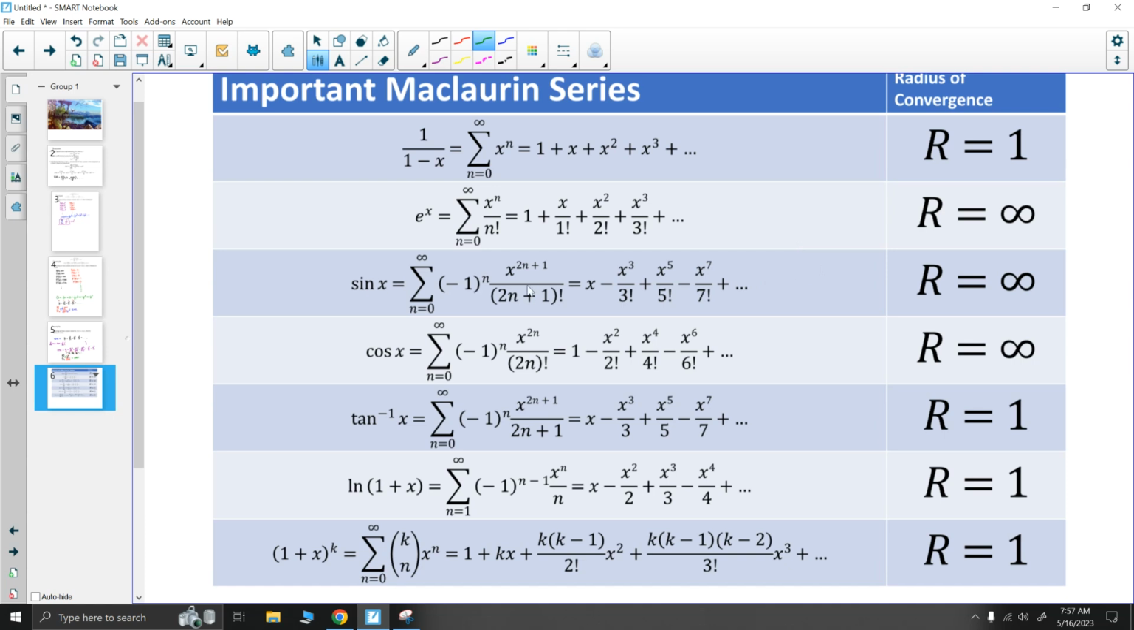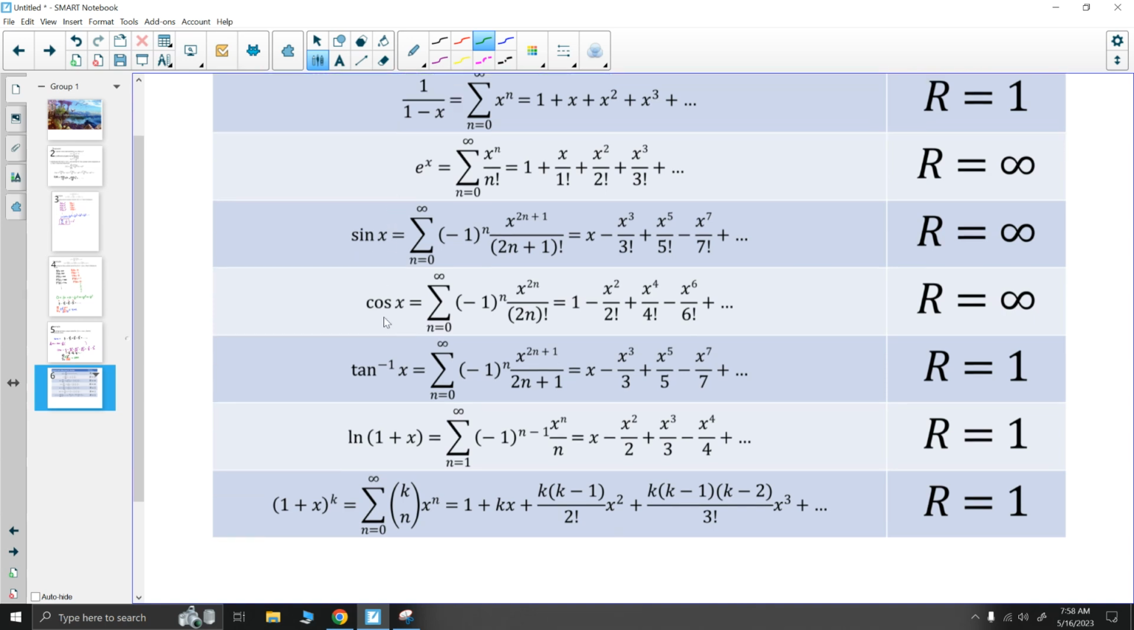Sine x, we can write here. Its radius of convergence is also infinite. Cosine, also infinite. So basically, e to the x, sine x, and cosine x, their radius of convergence is infinite. So this series is exact to it over its whole domain, which is pretty cool. Then we have tangent inverse. Its radius of convergence is only 1, but, you know, we just center it wherever we need it to work. Same thing with this one.